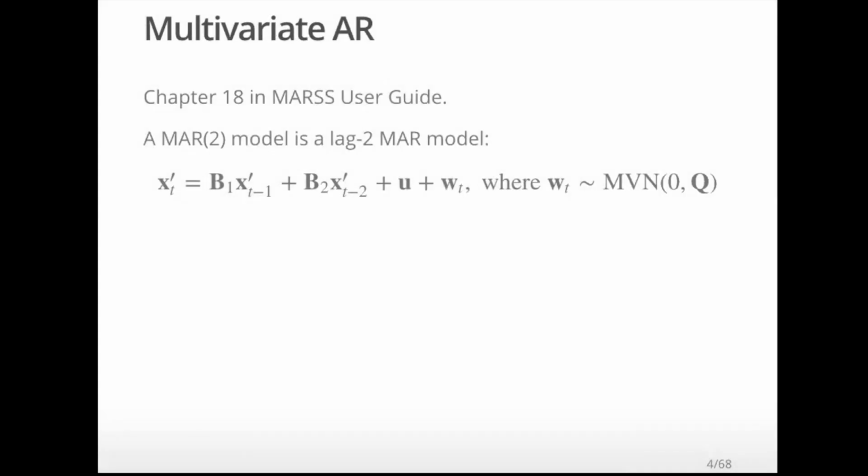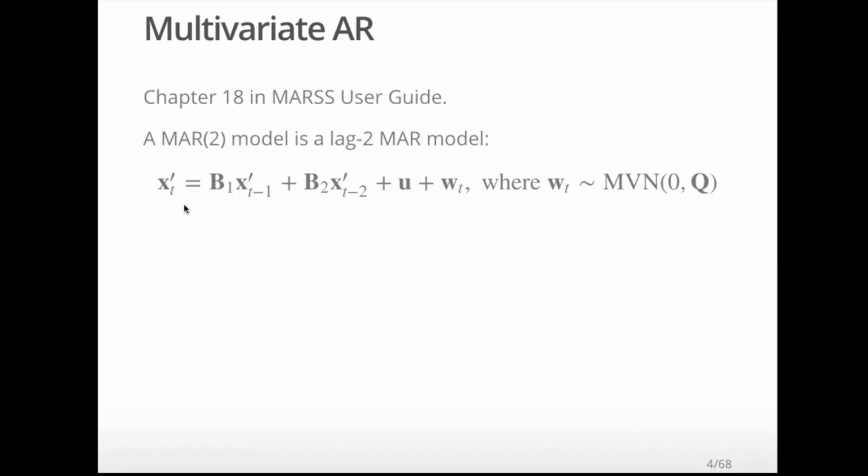Okay, so we're going to start off with a multivariate AR2 model. What would that look like? So this is what it looks like, and you'll see why I have the little prime on the X here. I've got my X, and this is multivariate, so there are multiple X's. And a multivariate autoregressive 2 model looks like this.